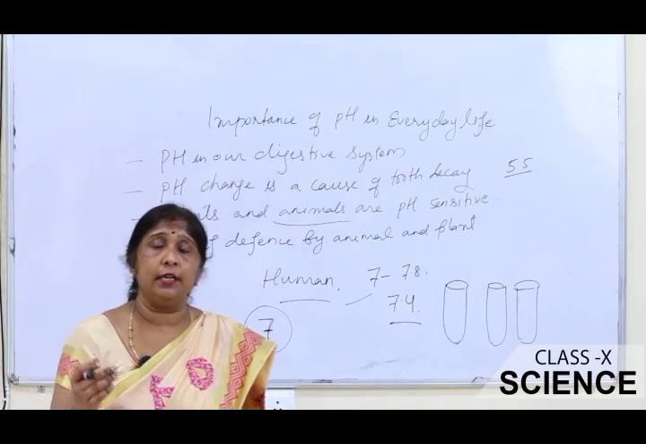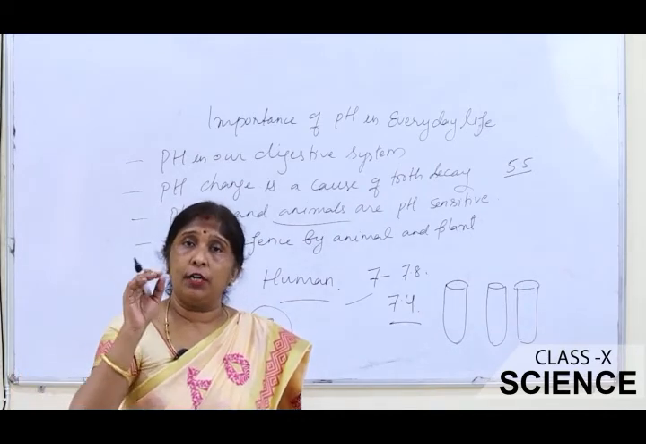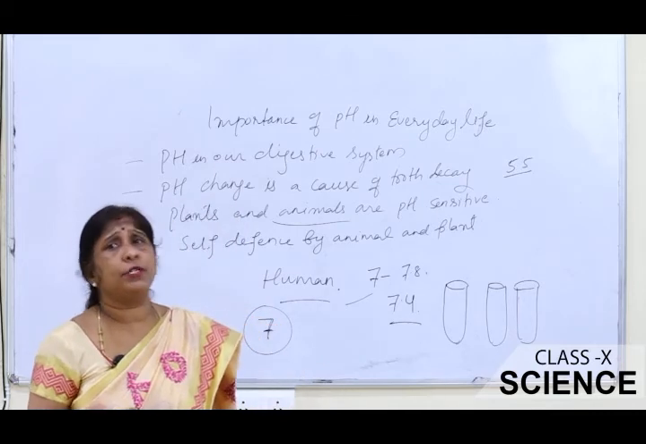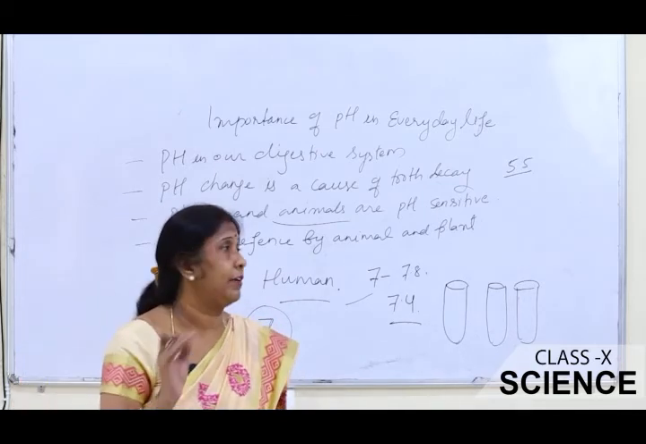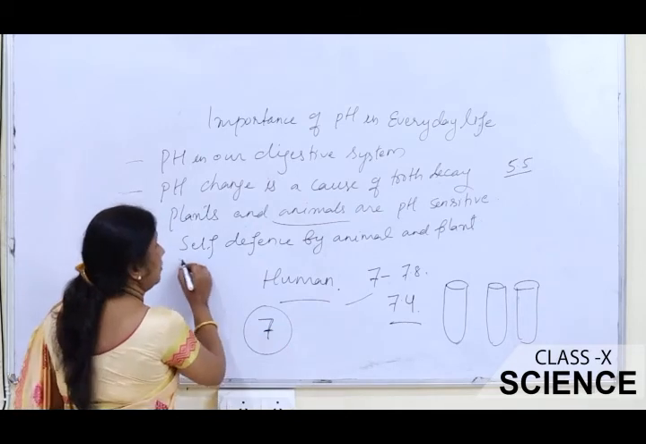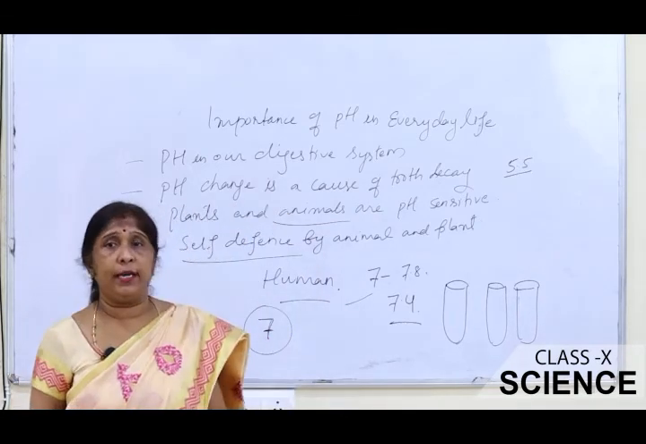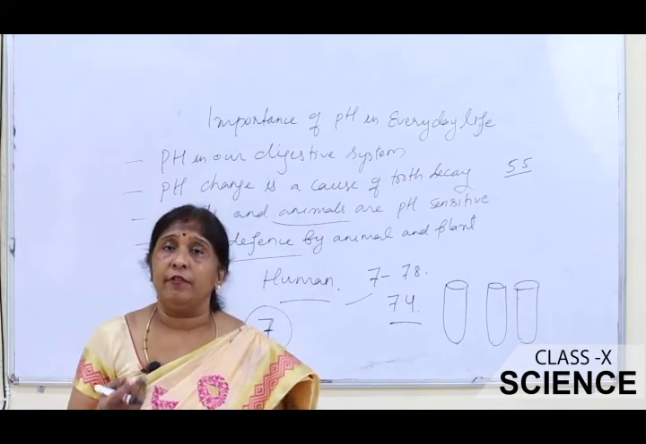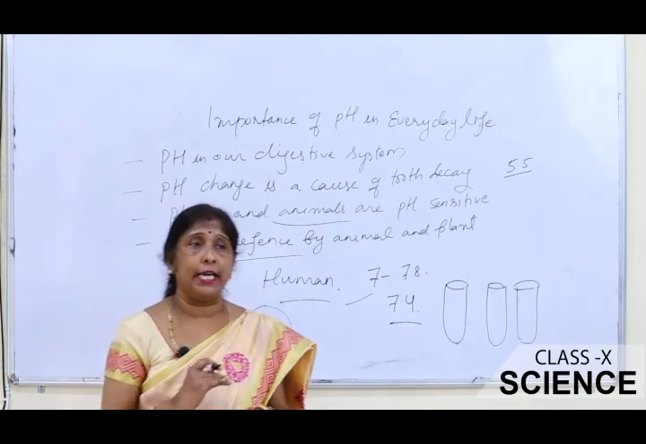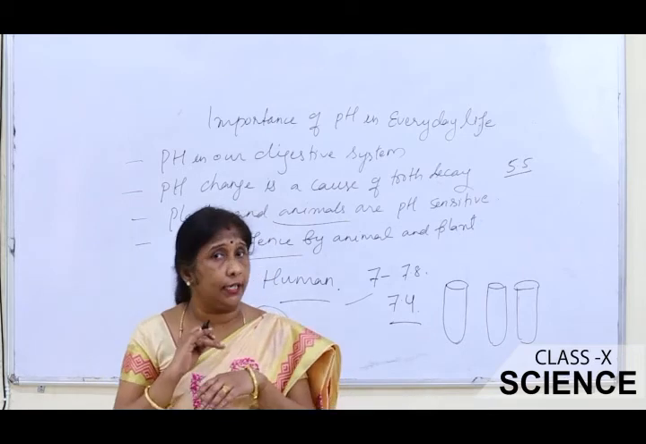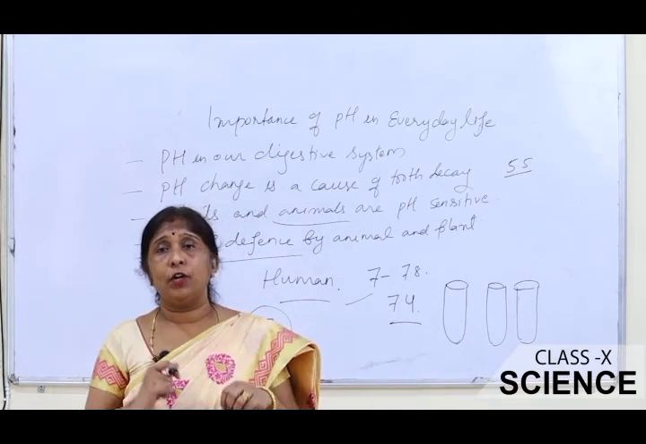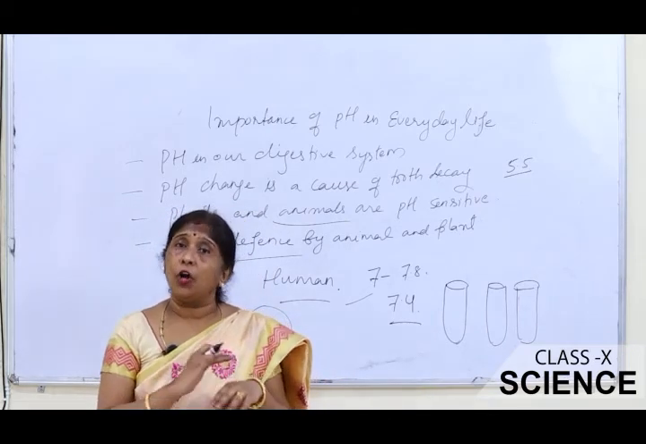Sometimes due to acid rain, the pH of the river water falls and it becomes very difficult for the aquatic animals to survive in that water. Next is the defense mechanism by animals and plants. Animals like the honeybee or ant, when they sting us, inject formic acid or methanoic acid into our skin, and we get pain or irritation.